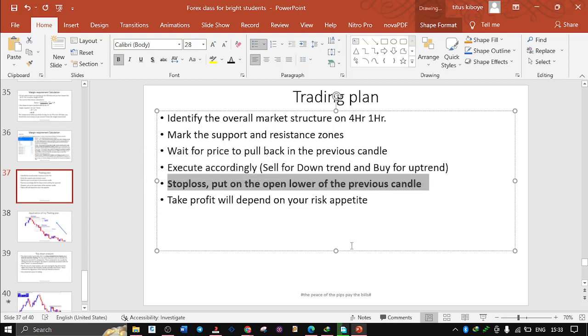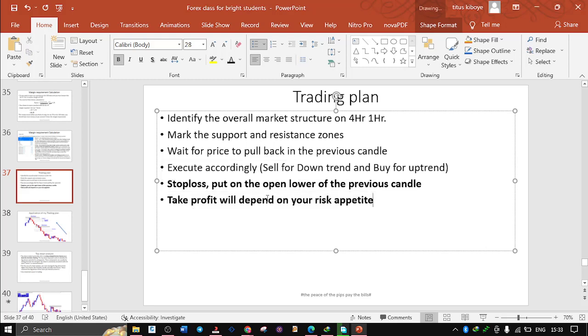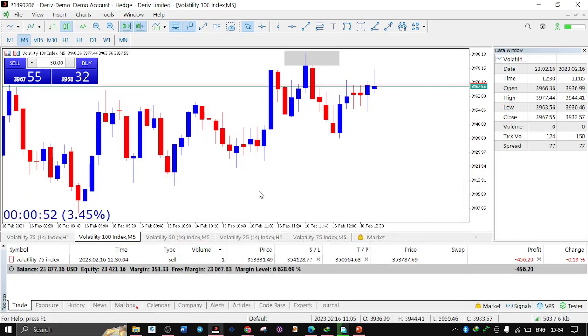Then your stop loss, remember this. Let me bold it. Your stop loss should be put on the open low of the previous candle. I'm going to show you. Take profit will depend on your risk appetite. Okay, so this is what I mean.